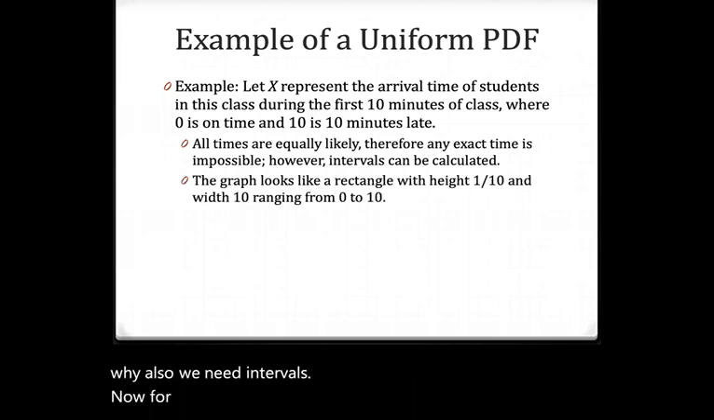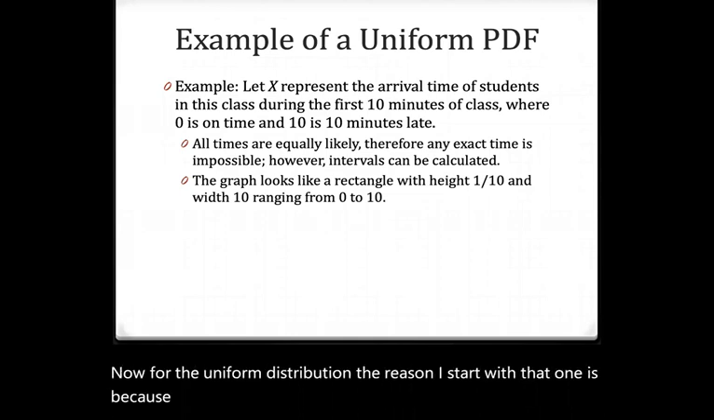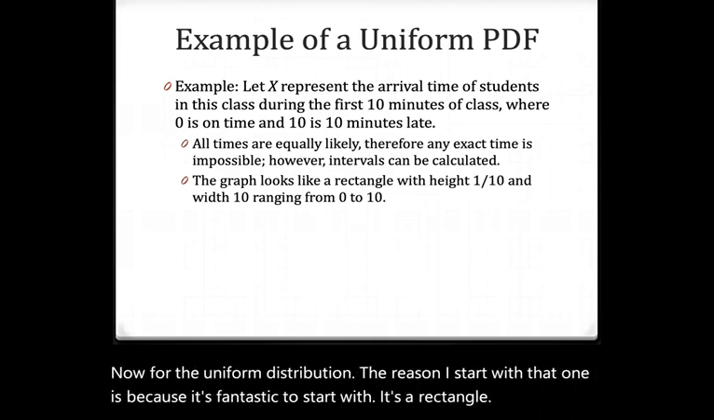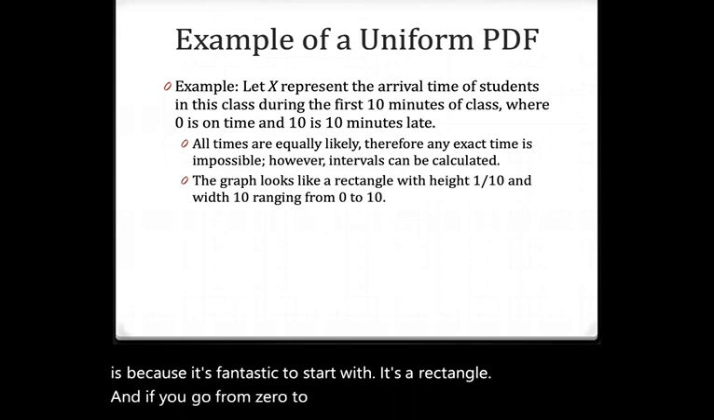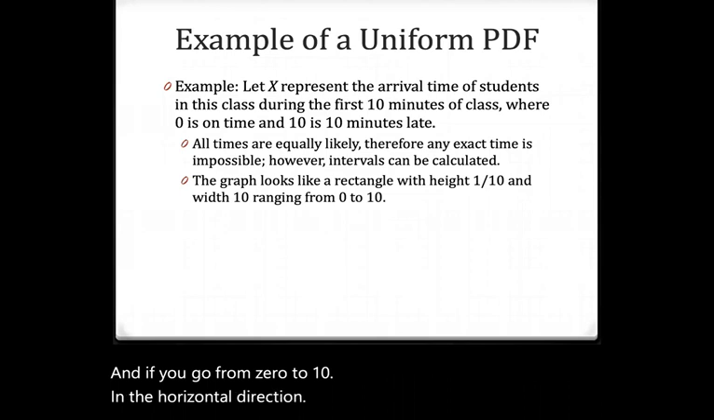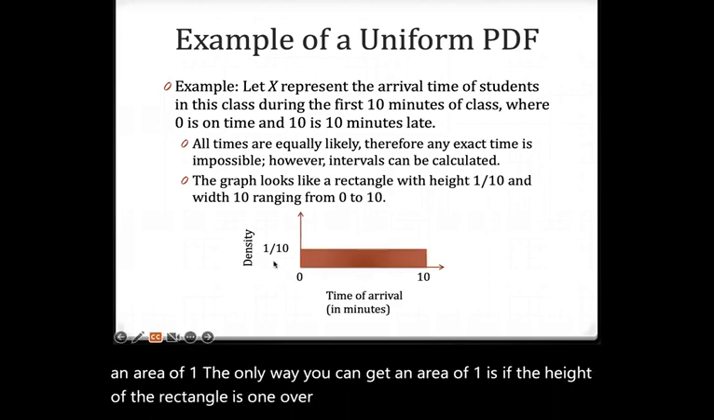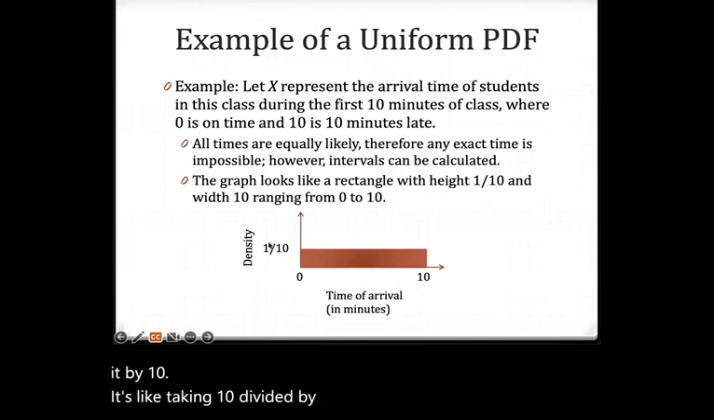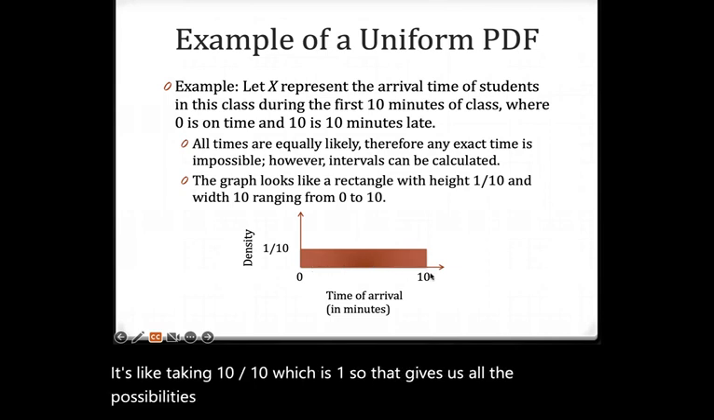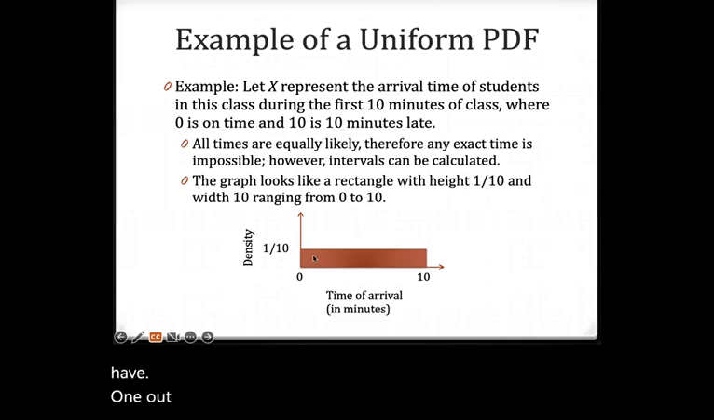Now, for the uniform distribution, the reason I start with that one is because it's fantastic to start with. It's a rectangle. And if you go from 0 to 10 in the horizontal direction, then in order for it to be a probability distribution, it needs to have an area of 1. The only way you can get an area of 1 is if the height of the rectangle is 1 over 10. So if you took 1 over 10 and multiplied it by 10, it's like taking 10 divided by 10, which is 1. So that gives us all the possibilities from 0 to 10, and every single one of them would have 1 out of 10 probability.